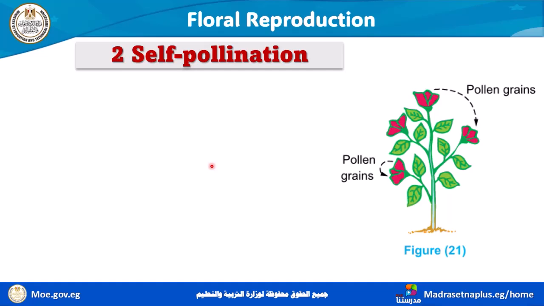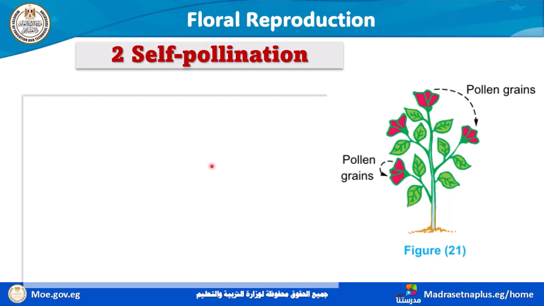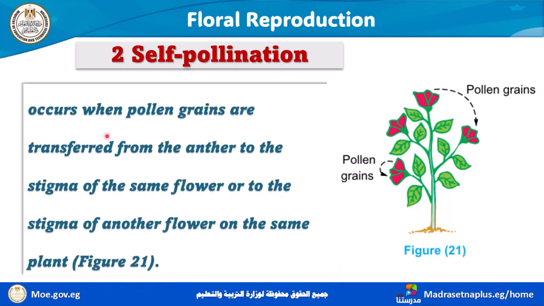The second type of pollination is self-pollination. Self-pollination occurs when pollen grains are transferred from the anther to the stigma of the same flower, or to the stigma of another flower but on the same plant, as in figure 21.